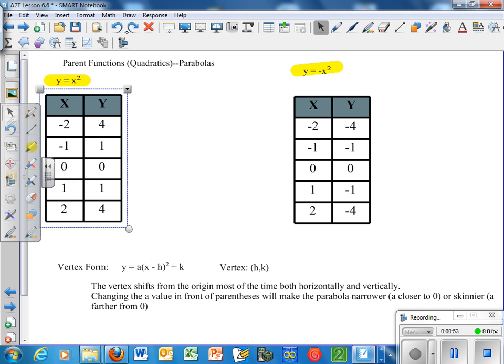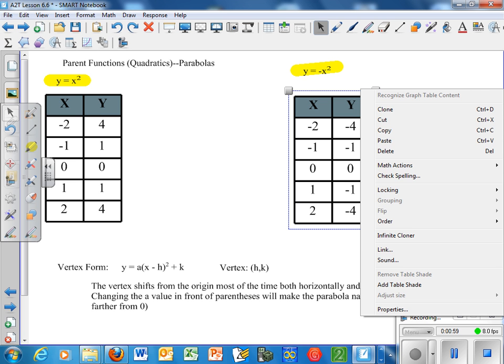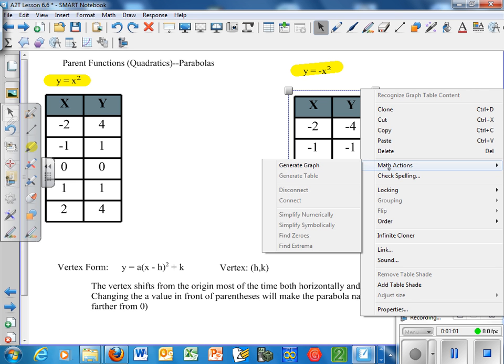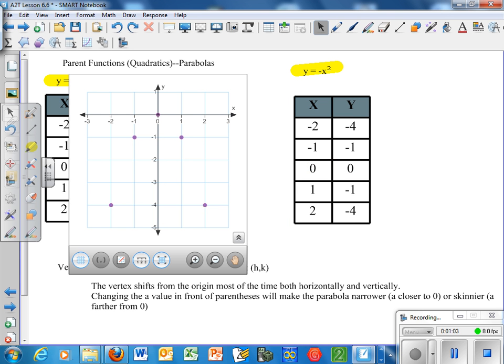Let's look at the one with negative x squared. If I said, let's look at this one, and I said math actions, let's generate a graph. Now you can see negative, it's flipped upside down. It's negative x squared. And I didn't actually connect the parabola, but you can see where the points are plotted.